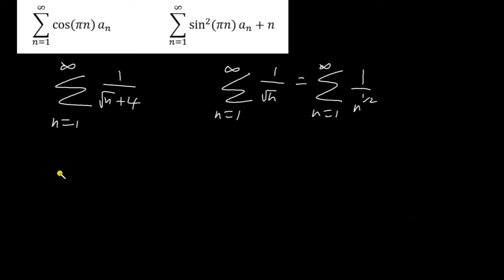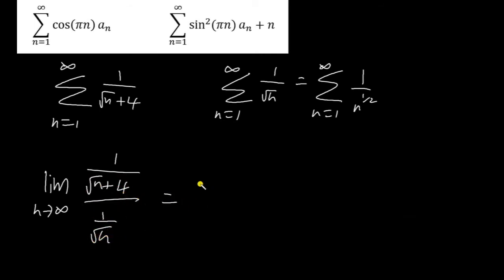And the limit comparison test says we take the limit as n approaches infinity of the unknown series over the known series. This is our unknown series. This is our known series. And we know whether this converges. We don't know whether this converges. So we're taking the limit of the unknown one divided by the known one.